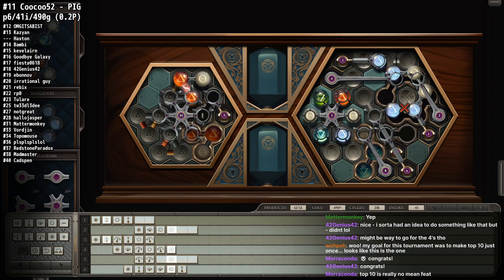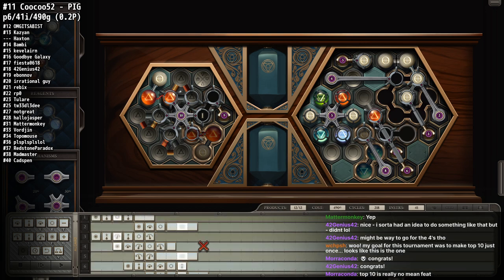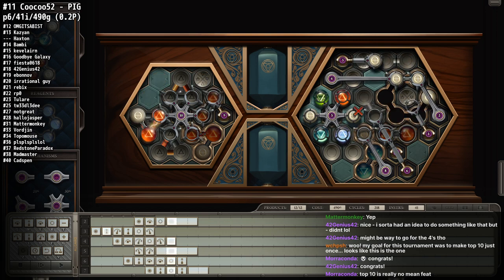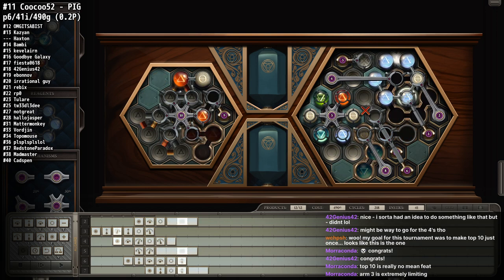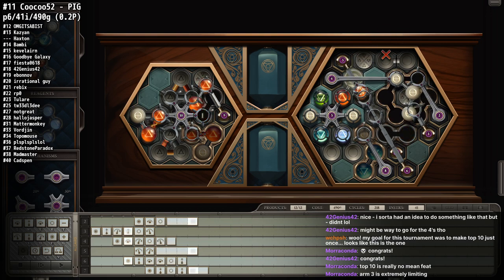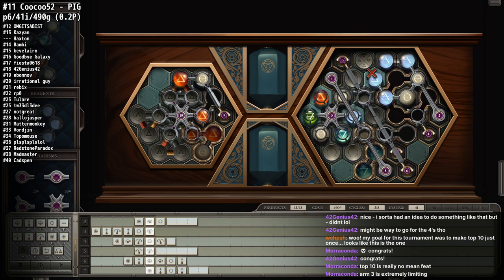How close is this to being a P5? Not P5. It looks like the arms are 6 and 3. Oh, no, they're fairly limited. Yeah, on a lot of them. It does not look very close to P5. Oh, well. Arm 3 is extremely limiting. Yeah, there's no way to do arm 3 in a P5 way that I can see.